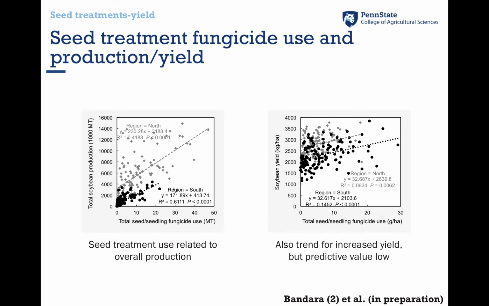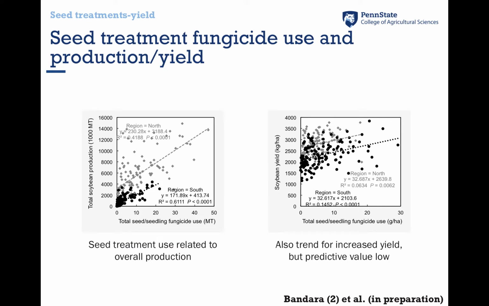What we try to do here is see how this actually relates to the loss profile. And so I grouped these out, region north, region south. For seed treatment use related to overall production, we see a positive trend in terms of 1,000 metric tons of production. But how does that actually translate in terms of a physical quantity of yield? And our ultimate goal is, what does it mean economically? Does it tell us something? While there are positive trends in both situations, the predictive value varies.